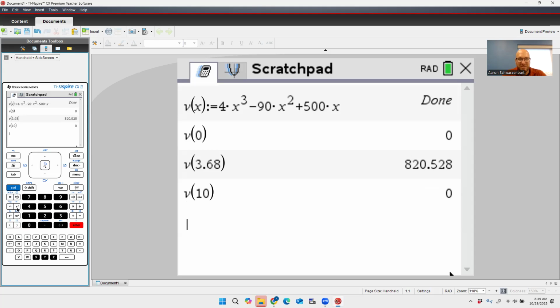So clearly 3.68 is the maximum. I'll do the other one and you'll see that it's a minimum. We got a negative volume. That doesn't actually make any sense. That's where the domain comes in. Yes, the anti-box. Isn't that great? So one of the keys though is when you're getting volume, use the original, don't use the derivative.